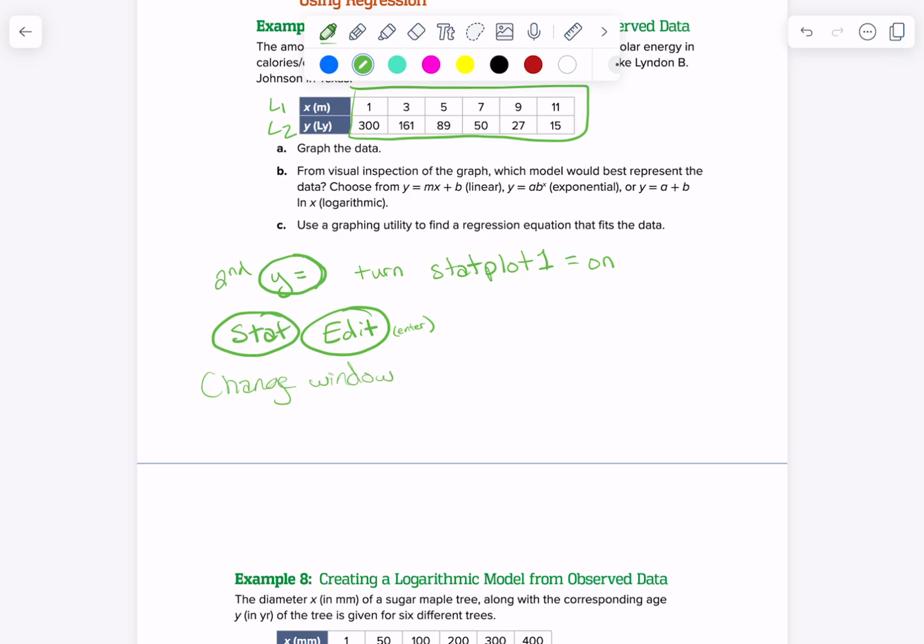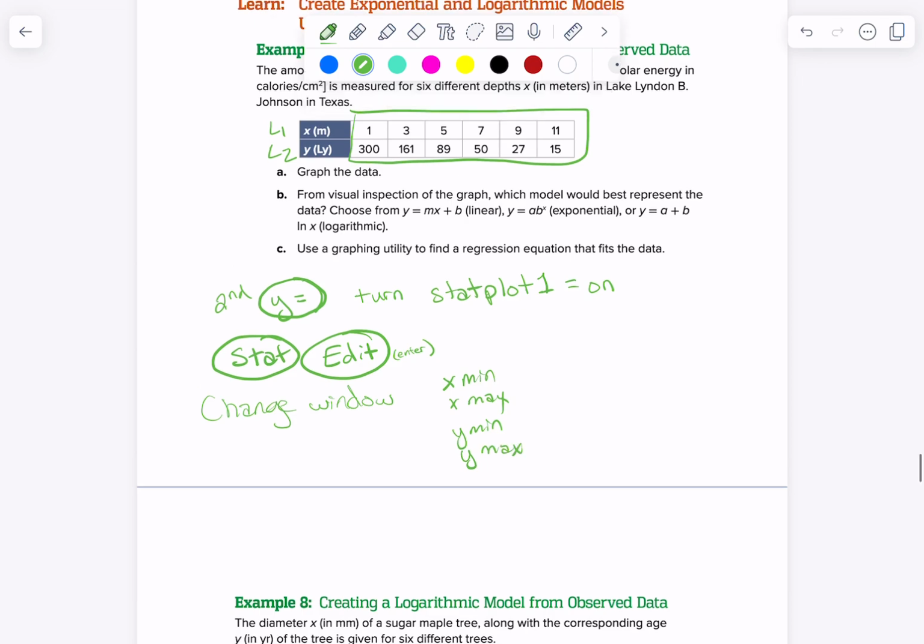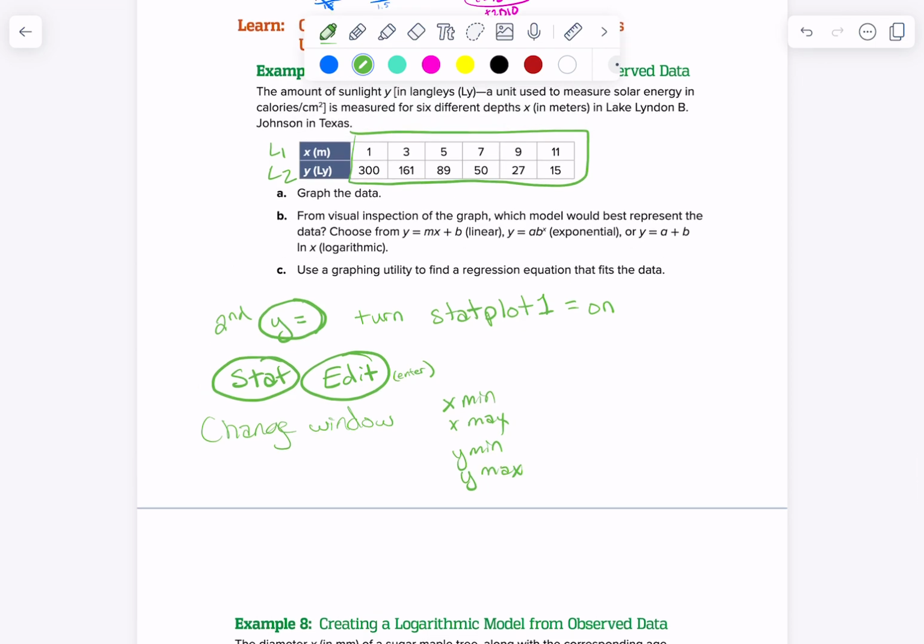Okay, now let's choose what we want to put our window at. You have a min and a max number for X. So X min, X max, Y min, Y max. Okay, what's your lowest X? Let's put 0. What do you want your X max to be? Let's put it as 12.